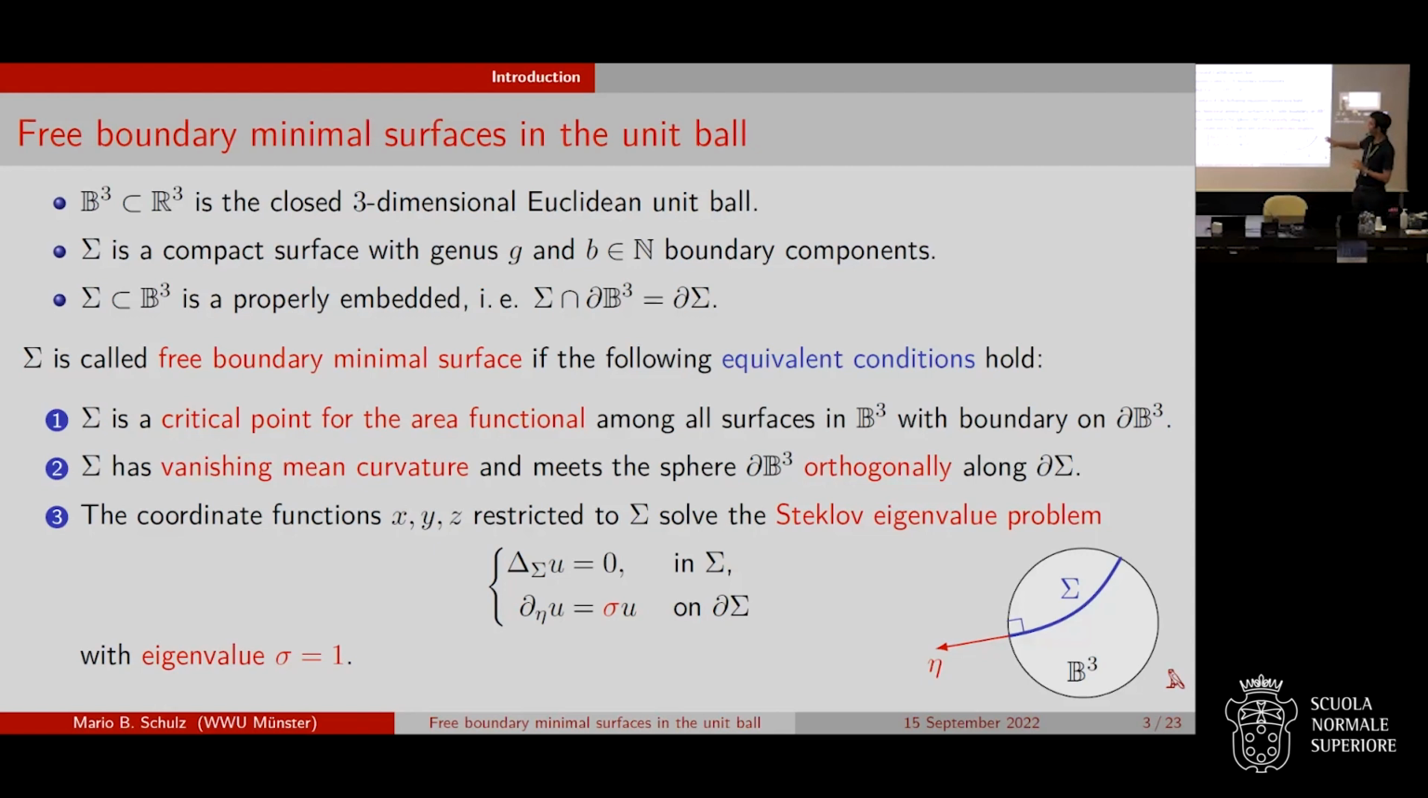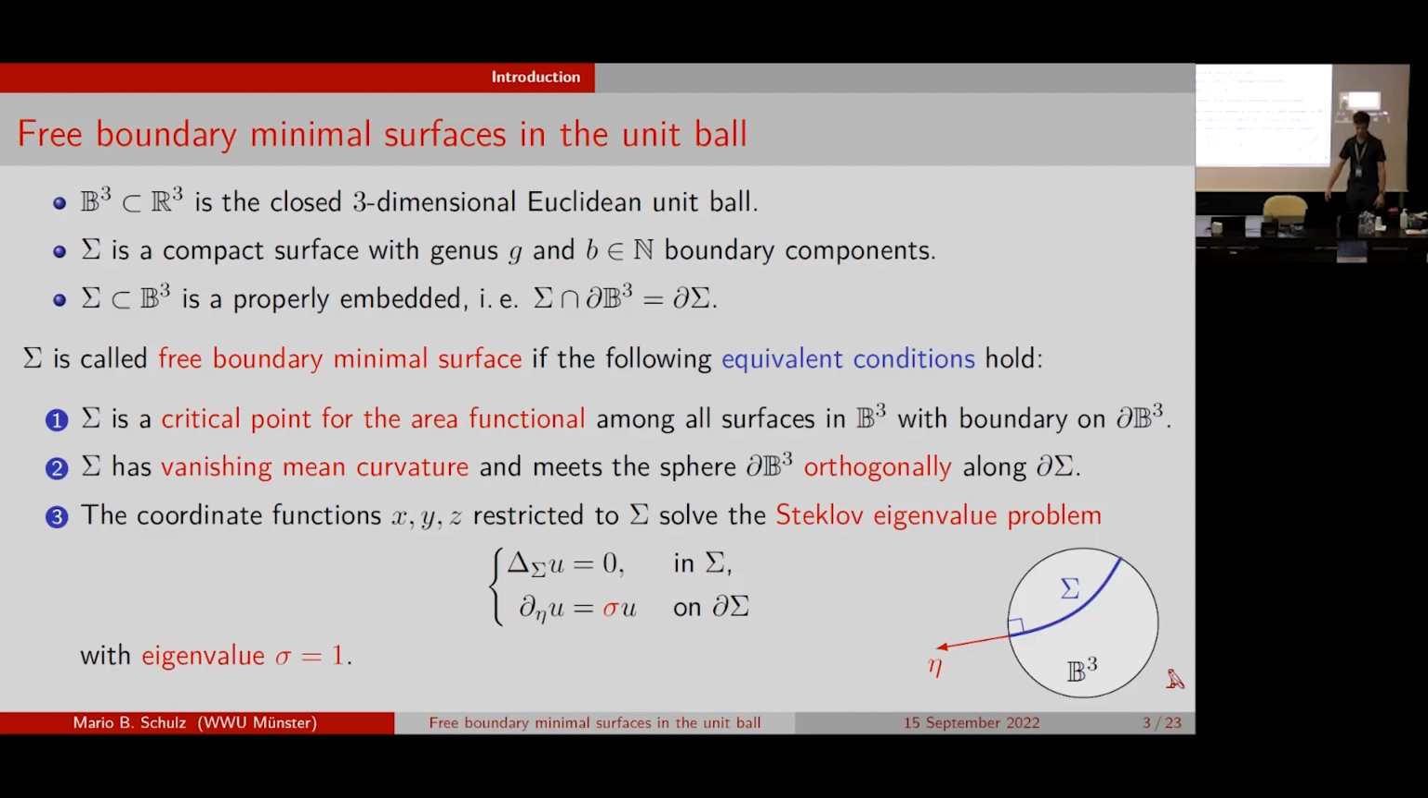So let's have a look at the third condition. This is very specific to the Euclidean unit ball. You can require the coordinate functions on the surface to solve this Steklov eigenvalue problem. So if the Euclidean coordinates restricted to the surface are harmonic functions, and if the normal derivative along the boundary is given by an eigenvalue sigma times the function, where sigma is equal to 1, then the surface corresponding to these coordinates is going to be a free boundary minimal surface, right? So this is one of the reasons why the unit ball is so special and so interesting, because while 1 and 2 make sense in any ambient, the third one is only true for the Euclidean unit ball situation. Yeah? So that's where the particular interest in this case comes from, as you see in the next slide also, right?